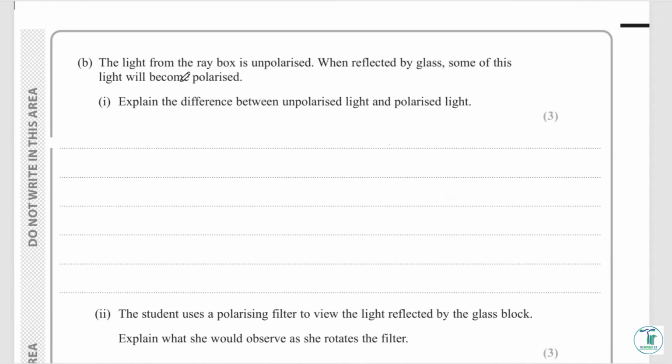Now, in the B part, the light from the ray box is unpolarized. When reflected by glass, some of this light will become polarized. Explain the difference between the unpolarized light and the polarized light. We need to talk about the difference between the unpolarized light and the polarized light. So remember that, this is a theoretical question.